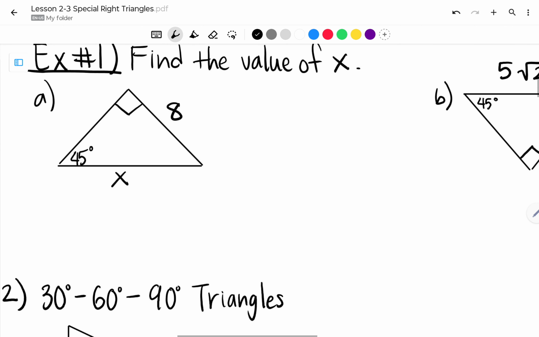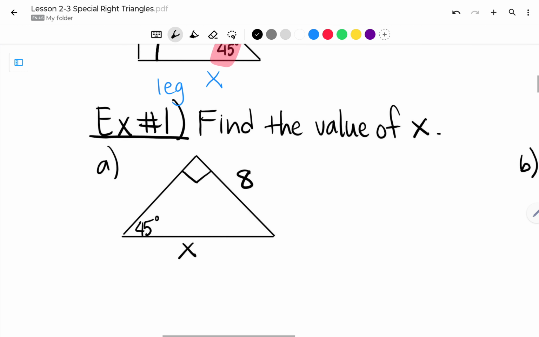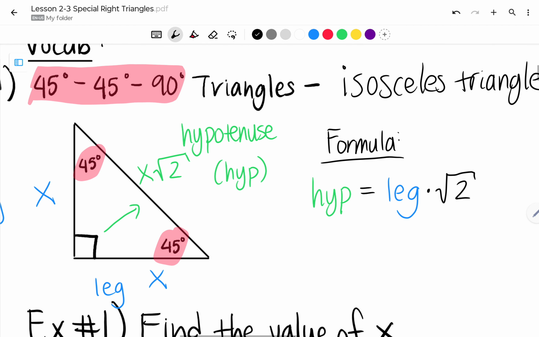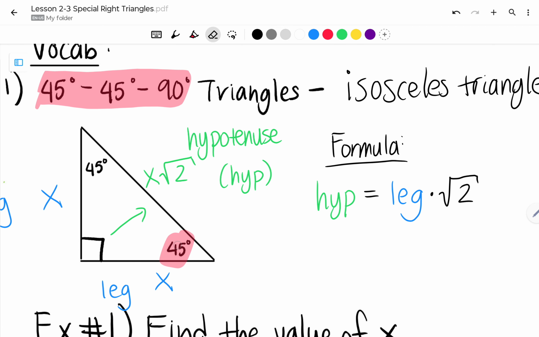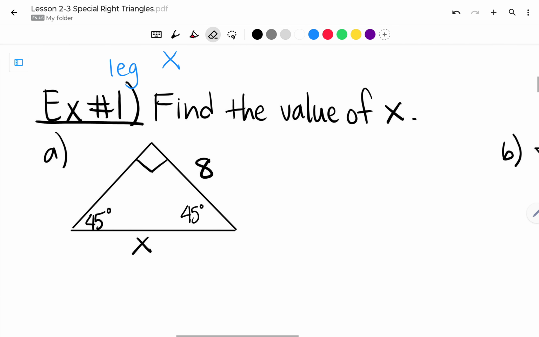Okay, these two problems are very straightforward. They're very simple. I just want to do simple examples first. So let's look at my triangle. I see the 45 degree here. I see a 90 degree here. So that means this missing angle has to be 45, right? It has to be 45. So that means we're going to use the 45, 45, 90 degree triangle formula. So let me identify my sides first.